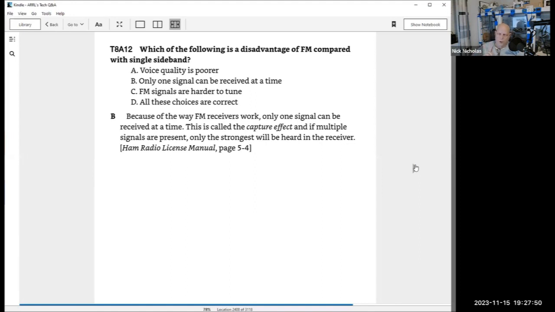A confusing point is when two people try to transmit through an FM repeater at the same time. That repeater tries to retransmit them both together, and it really causes havoc. But that's not the general rule. That's because of the way repeaters retransmit.